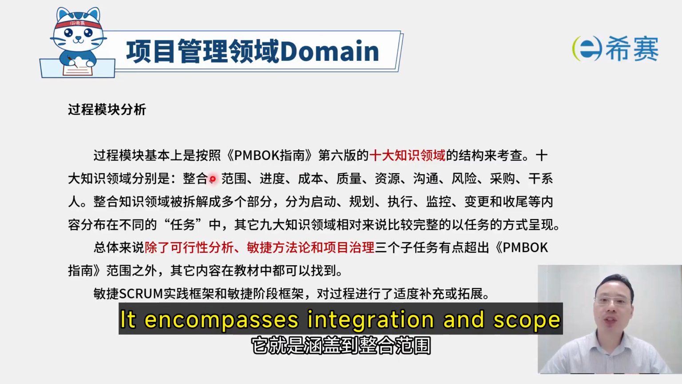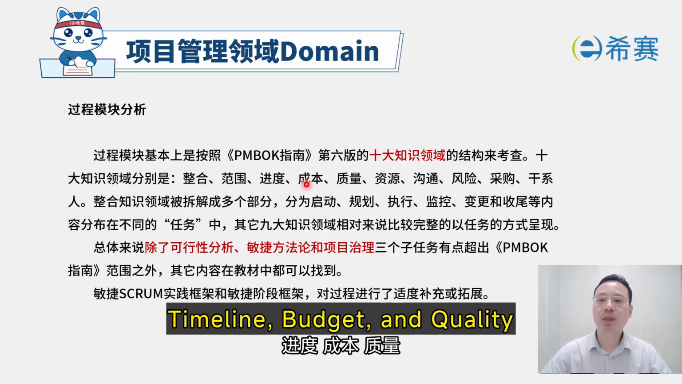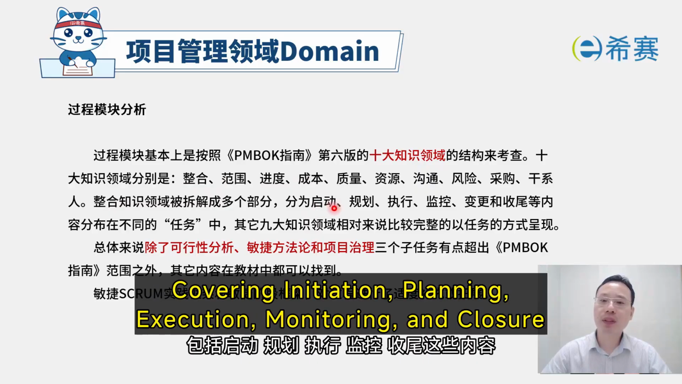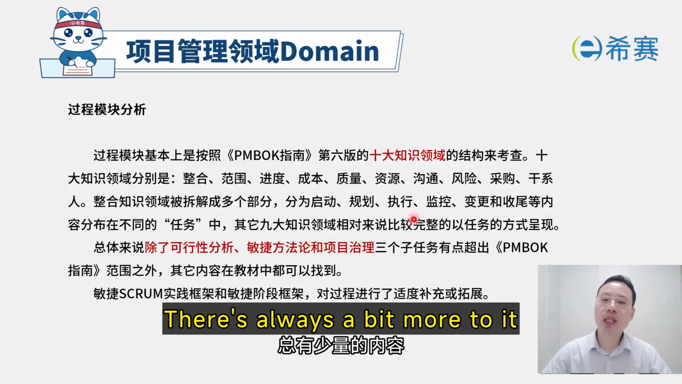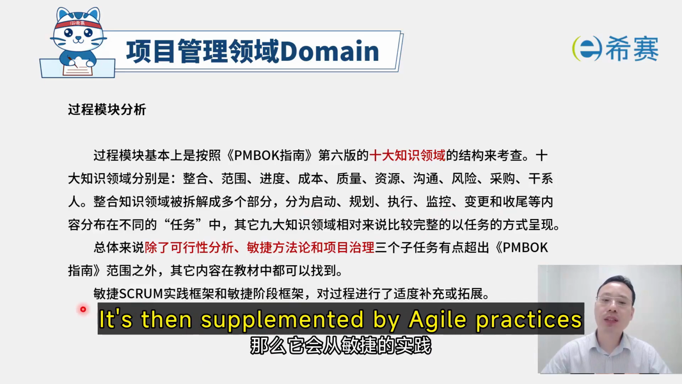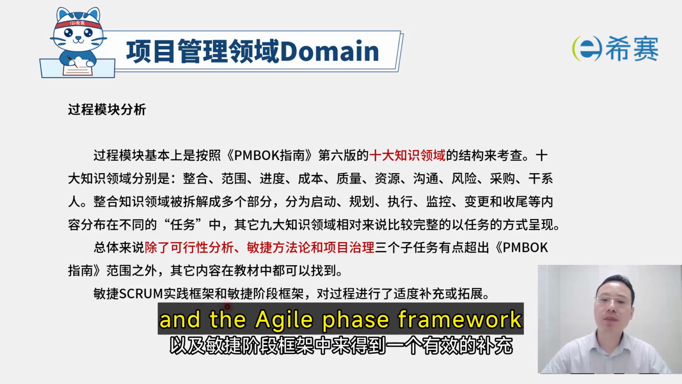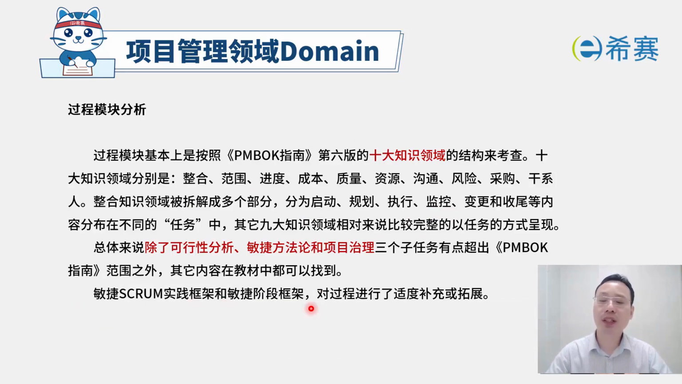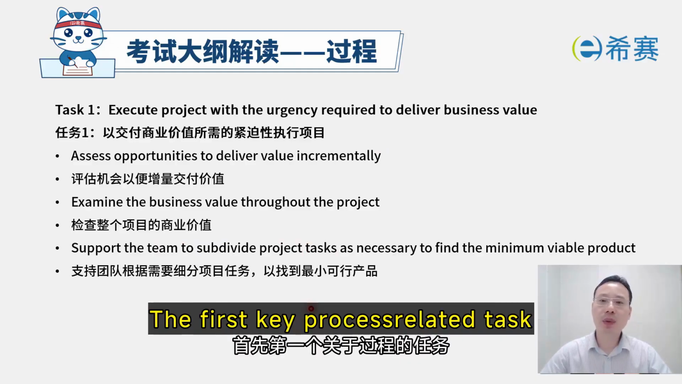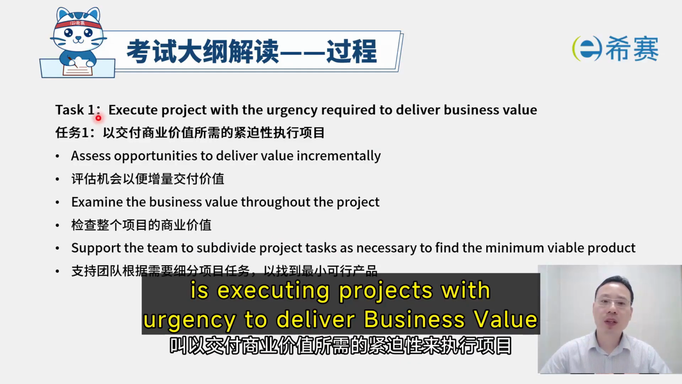It encompasses integration and scope, timeline, budget, and quality, resources, communication, risk, procurement, stakeholders, and more, covering initiation, planning, execution, monitoring, and closure. There's always a bit more to it. It extends beyond the 10 knowledge areas and 5 core processes. It's then supplemented by Agile practices and the Agile phase framework. Let's examine this together. The first key process-related task is executing projects with urgency to deliver business value.